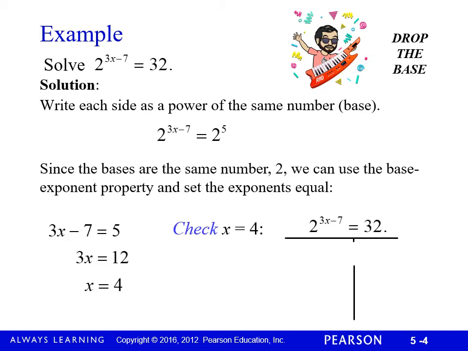We want to check our answer, make sure it's correct. And we do indeed get 32 equals 32. So we have a good answer. x = 4.